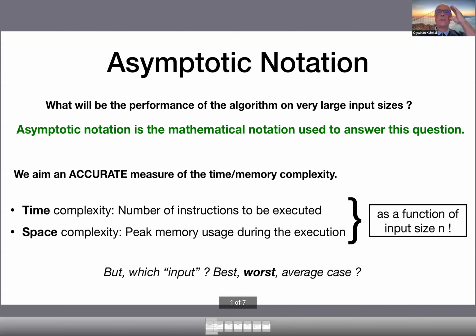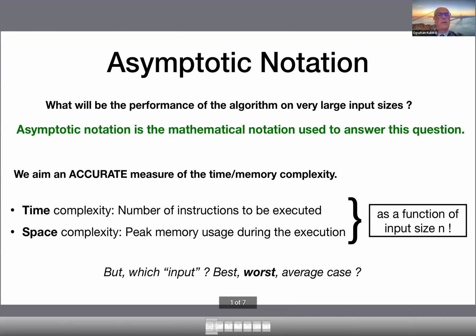Hello, folks. In this video, we continue with the asymptotic notation. In the previous one, we made an introduction to the algorithm efficiency, and now we will study the mathematical notation we use to answer our main curiosity. What was it? What will be the performance of the algorithm on very large input sizes? And to answer this, we'll be using some mathematical notation.